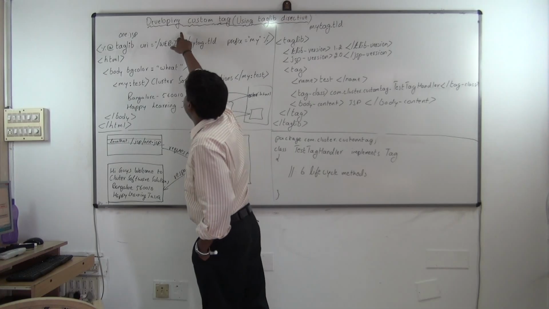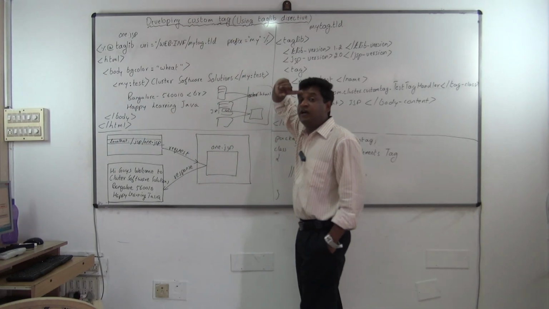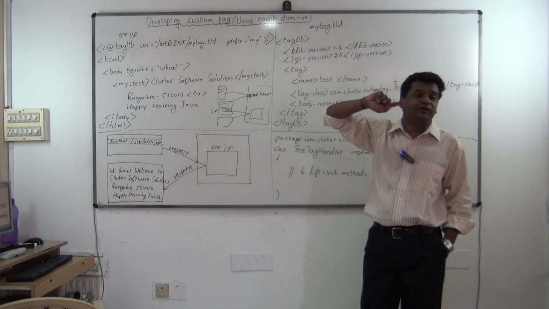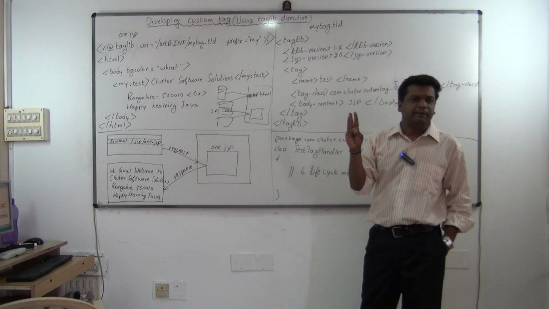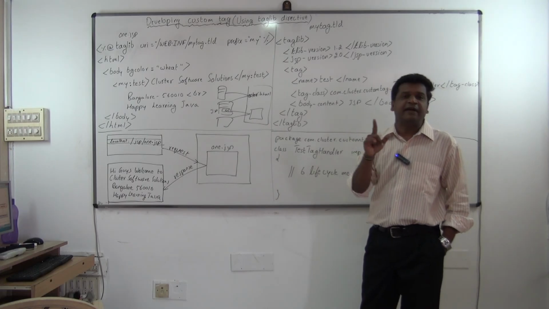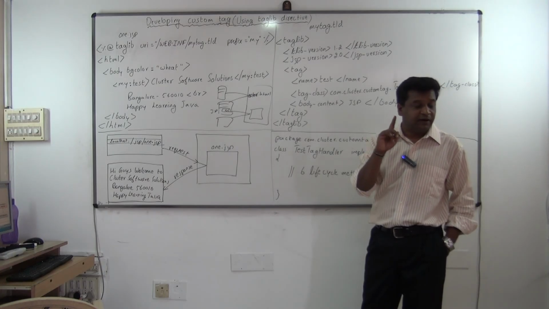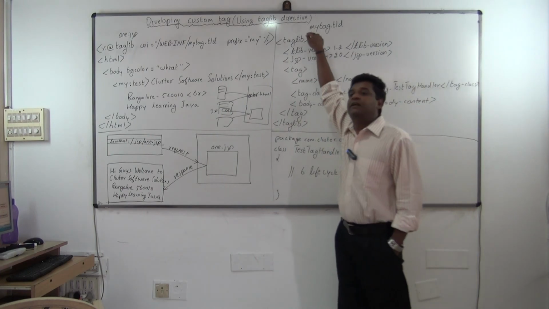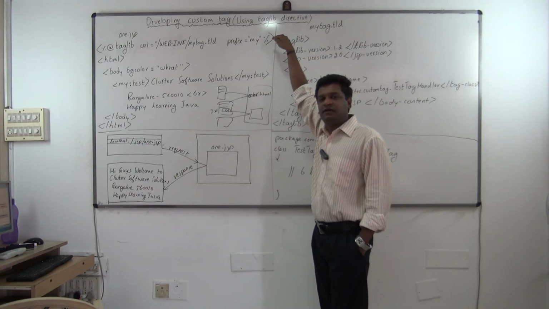Okay, see, the heading is developing custom tags. And if you want to develop a custom tag, we are left with one directive. I was teaching you directives. Remember, we are learning 5 basic elements: scripting elements, directives, standard actions, EL, JSTL. In directives, I had covered 2: include directive and page directive. One directive I had left there. Which one was that? Taglib.